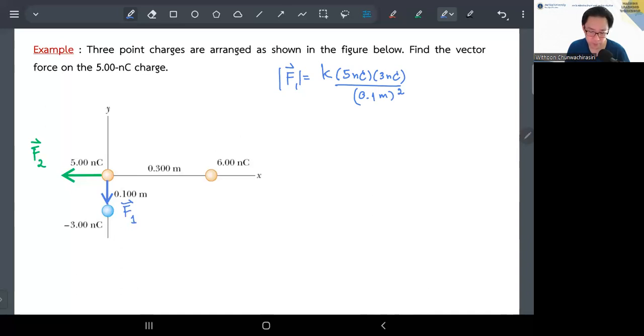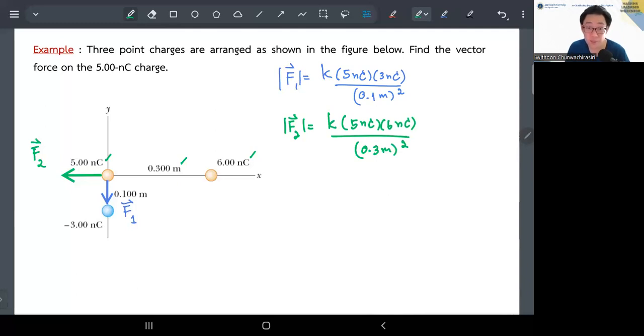Cool. Try again for the F2. So the magnitude is from Coulomb's law, K, times the charges from those pairs, 5 nanocoulomb and 6 nanocoulomb, divided by, now the separation is 0.3, squared. Okay, so now you have both forces.